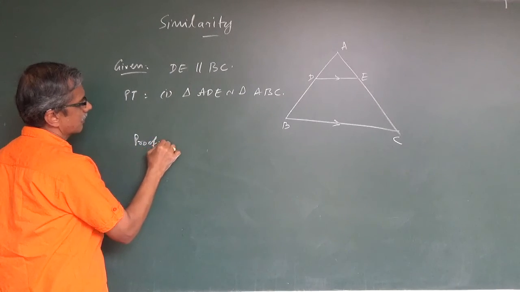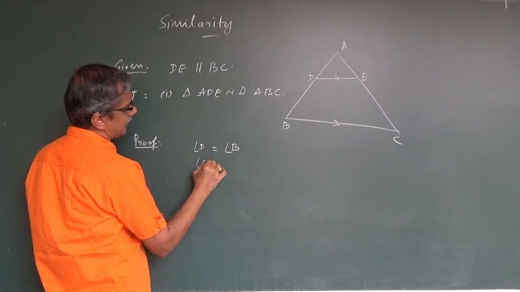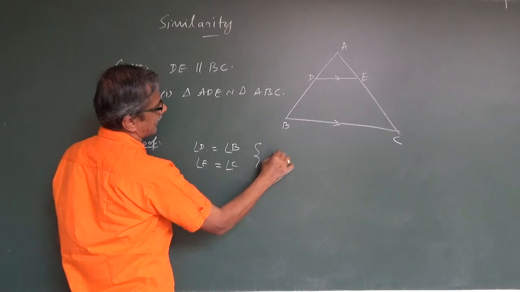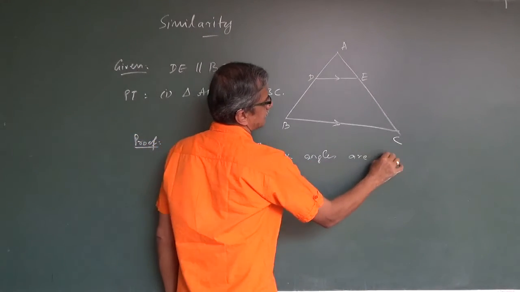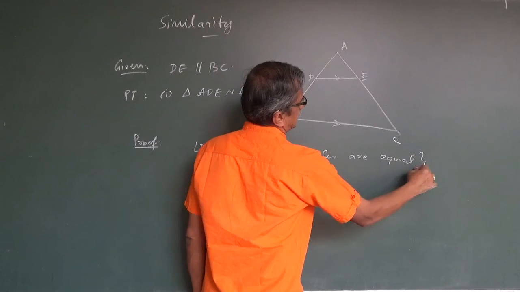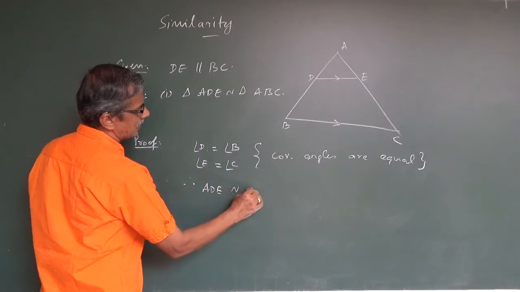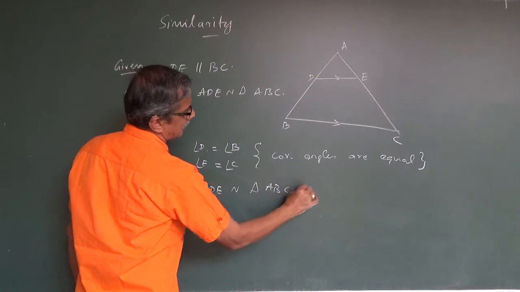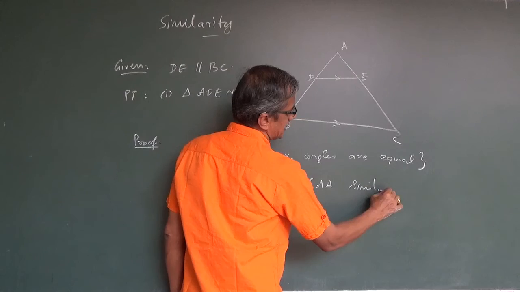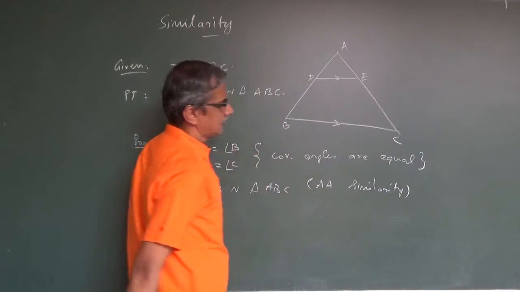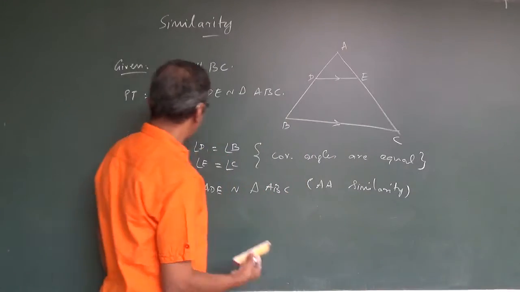Angle D is equal to angle B, corresponding angles. Angle E is equal to angle C, corresponding angles are equal. Therefore, triangle ADE is similar to triangle ABC by angle-angle similarity. So this is the first part of the proof, and this we have done.